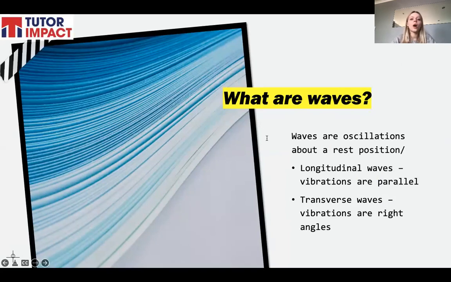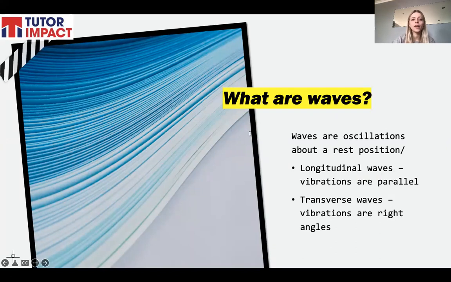Waves are one of the ways in which energy can be transferred between stores. So it's a way in which energy can be transferred between different places. Waves can be described as oscillations, and these are vibrations around a rest point.